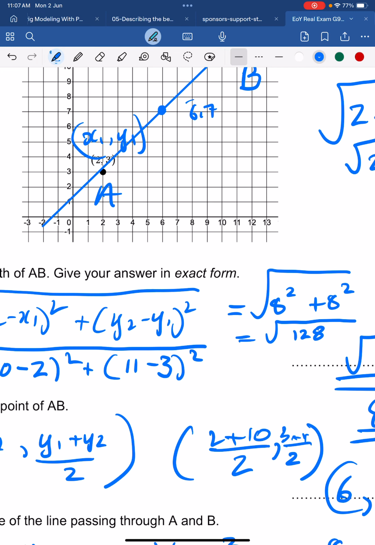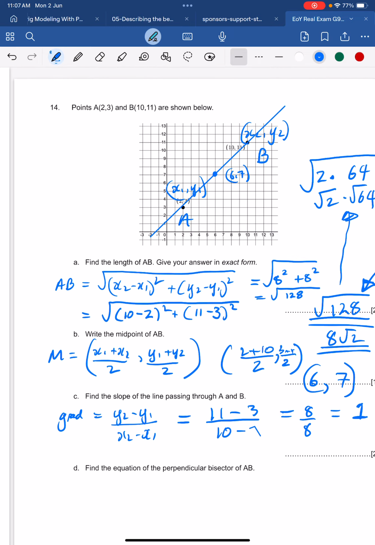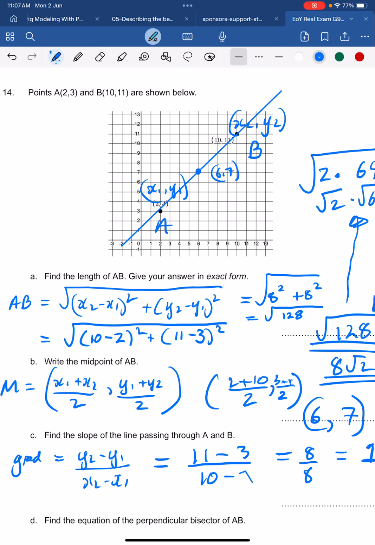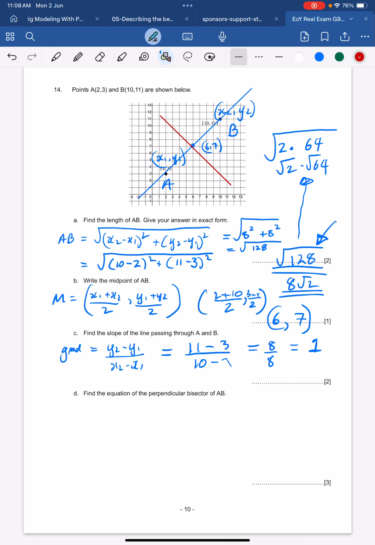And now finally the hardest bit is to find the equation of the perpendicular bisector of AB. Well, as you know, that means that it would look like this perpendicular line, and we have to understand that there's a relationship between the gradients, right? That if one line has a gradient of 1, the other is negative 1. So here the gradient is negative 1, and it goes through the midpoint, which was 6, 7.